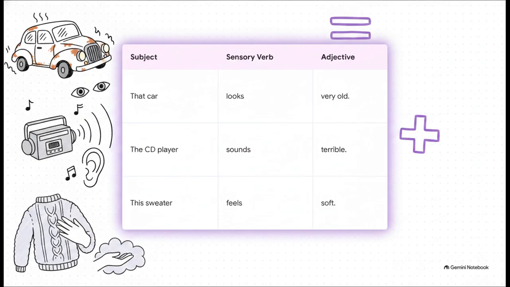This sweater feels soft. Notice a major difference here compared to our previous verbs. The subject isn't doing an action to an object, not at all. Instead, the sensory verb is linking the subject directly to an adjective that describes its qualities. We are describing a state of being based entirely on our perception.